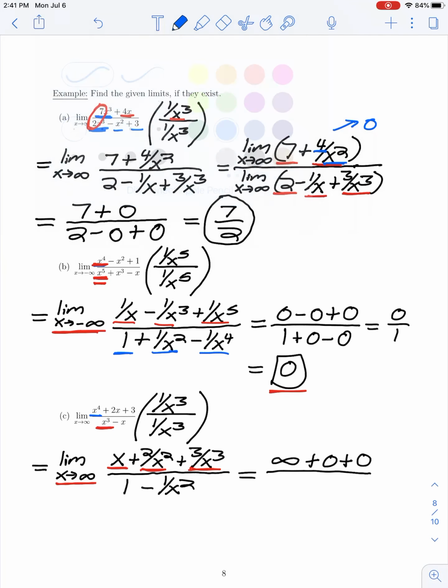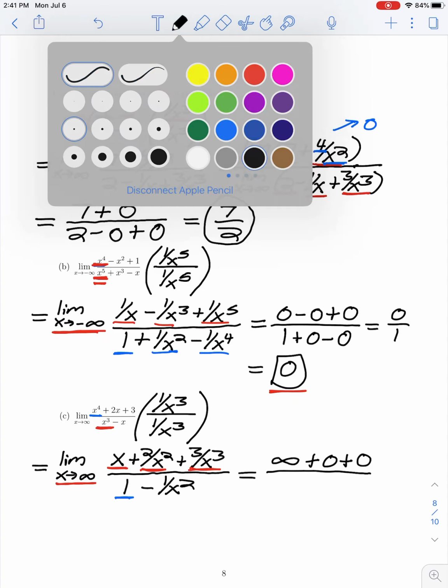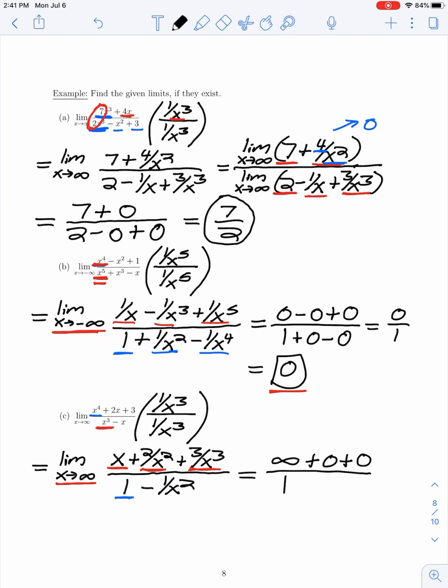Now, taking the limit through our denominator, we have the limit of a constant, 1, which is equal to the same constant, minus the limit of 1 over x squared, which as x becomes large is 0. So we have something of the form infinity divided by 1. If you take an infinitely large positive number and you divide it by 1, the limit is still infinitely large.